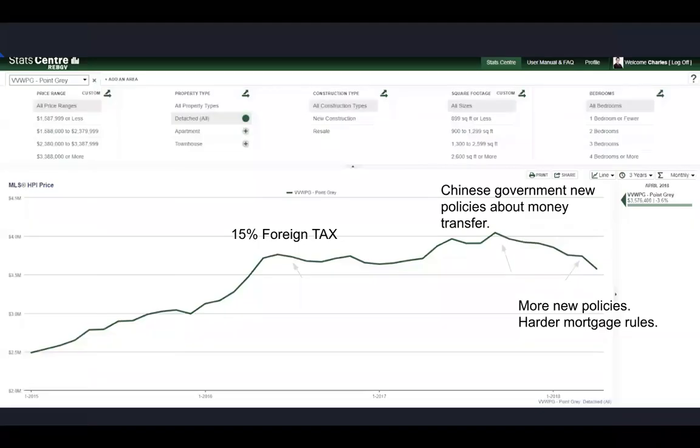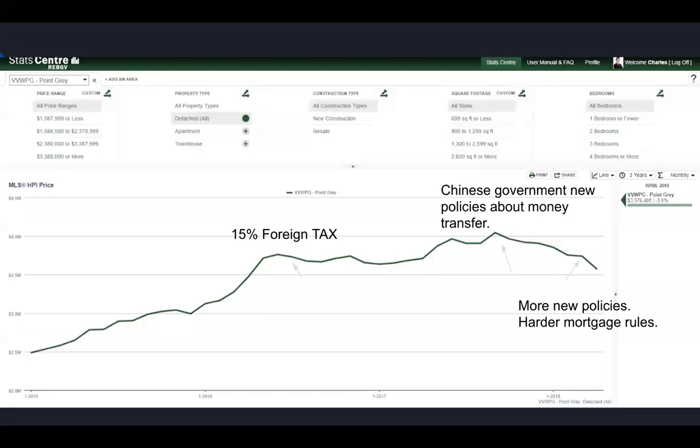So here is the stat center where you can go into rebgv.ca and look at all the trends. Everybody remembers that during the middle of 2016, the market was hit by the 15% foreign tax, and later the 20% foreign tax. And in the middle of 2017, the Chinese government policy changed. They restricted money transferring. So the market actually went down because of that.